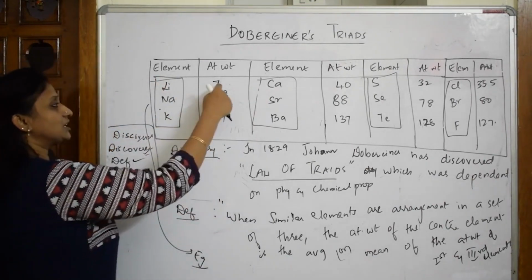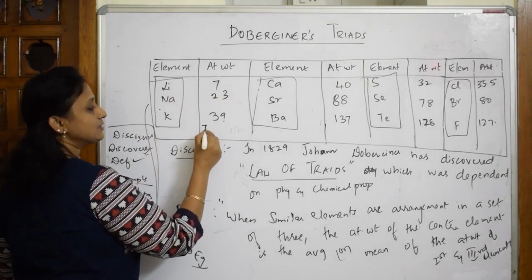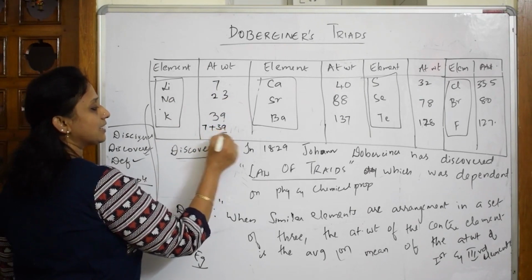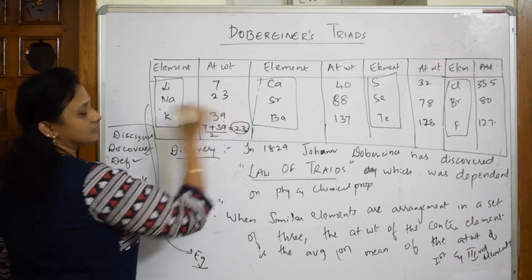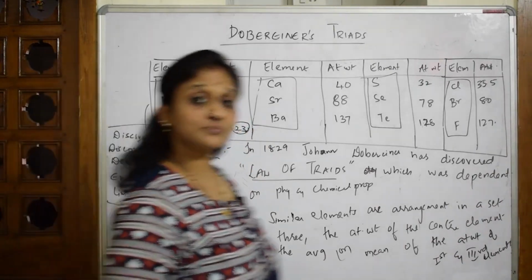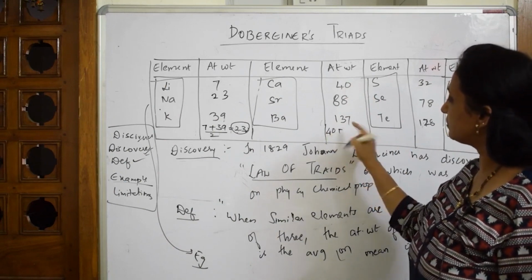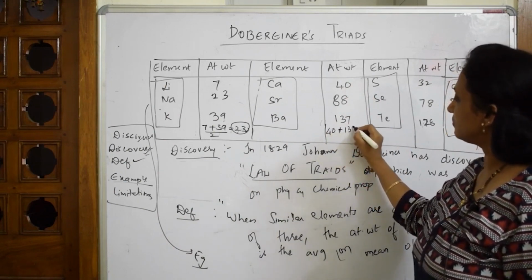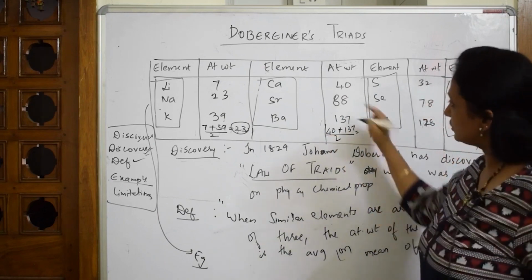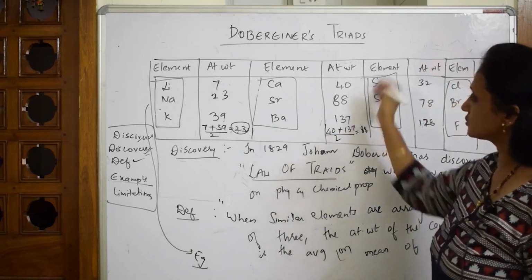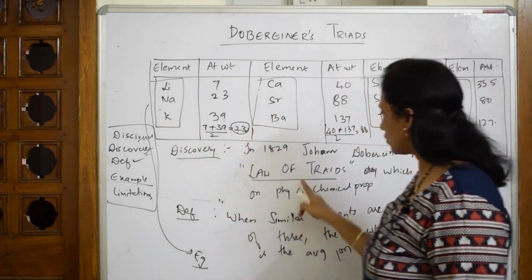So he said the atomic weights are 7, 23, 39. He took 7 plus 39, and the average of this gives the atomic mass of the center element, 23. Next, he took calcium, strontium, and barium. The atomic weight of the first element and of the last element, and their mean or average, because they're two quantities, is equal to the atomic weight of the center element, 88. This is also valid. Because he arranged a set of three, it is called the law of triads.